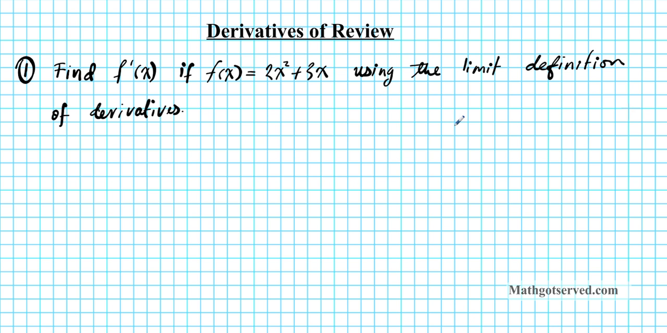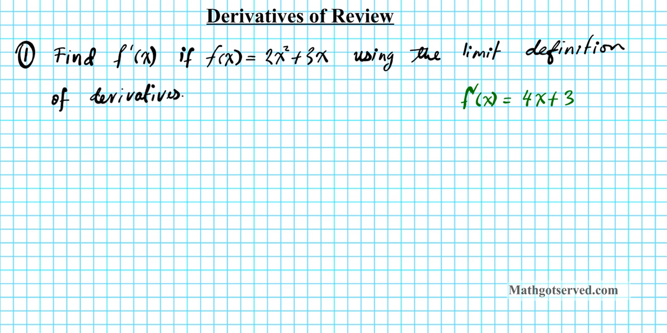So let's do that on the side. So f prime of x using the power rule is going to be 4x plus 3. Okay, so when we use the limit definition of derivatives to find the derivative of this function, we should expect to get 4x plus 3 as our final answer. All right, so let's write down what the limit definition of derivatives is first, and then we'll go ahead and start looking for the derivative using the formula.